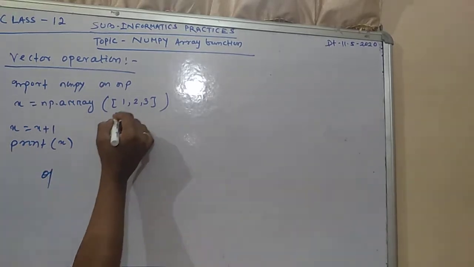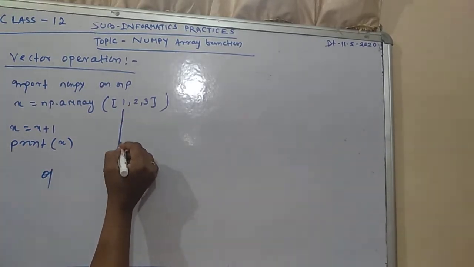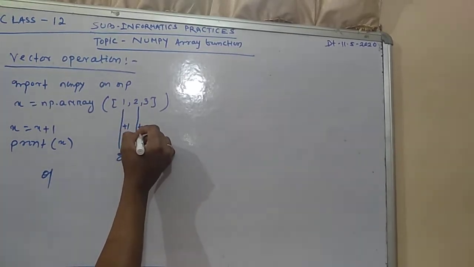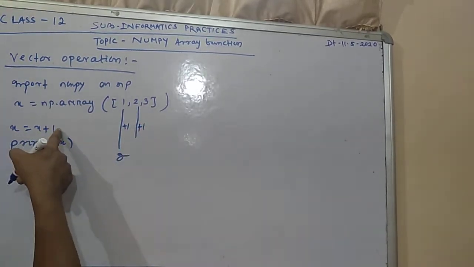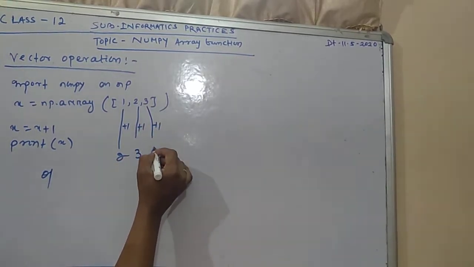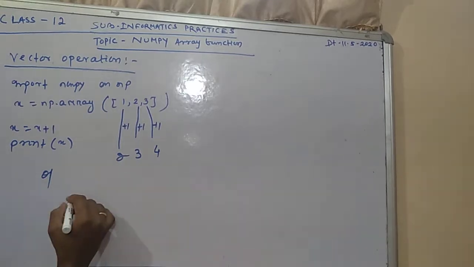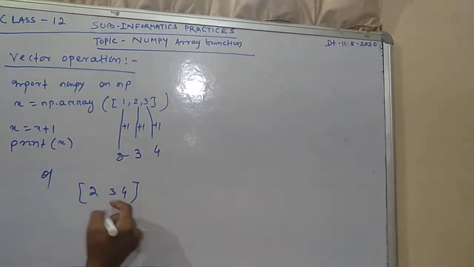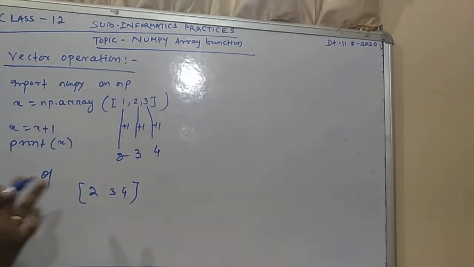The output will come as: 1 plus 1 becomes 2. 2 will be added by plus 1 because we have put plus 1 here, the answer will be 3, and 3 plus 1 will be 4. So the output will come 2, 3, 4. This is the array content, that's why no separator is used. So this is about your vector operation addition.